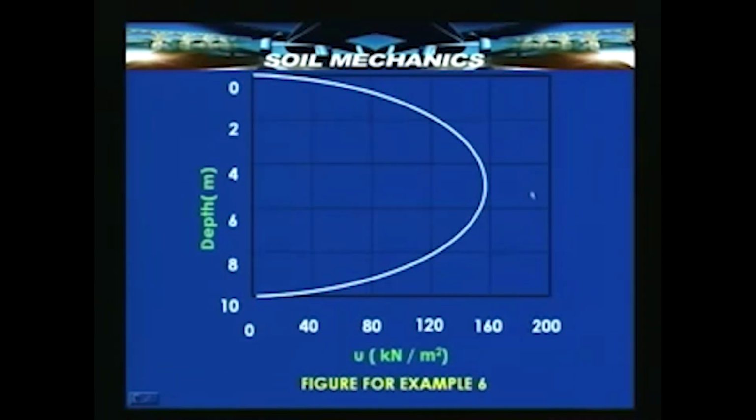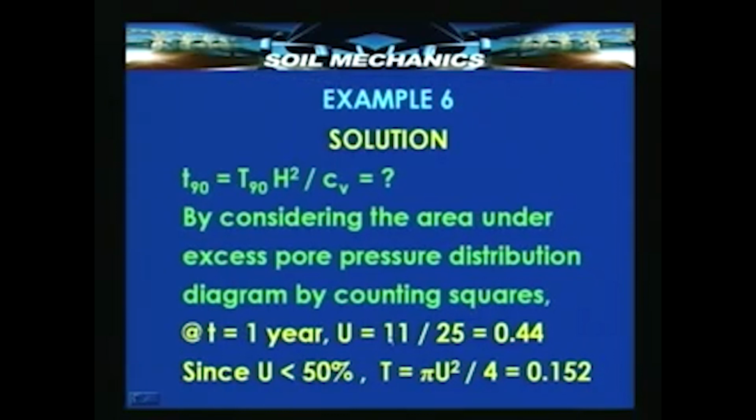If you count the number of squares, you will find that this is very close to 11, and that means the number of squares, 11, divided by the total 25 will tell you that 0.44 is the degree of consolidation that exists at the end of 1 year. Now, since this is less than 50%, we can use the approximate formula connecting T and U, that is T equal to pi by 4 U squared, and from this we can calculate capital T as 0.152.